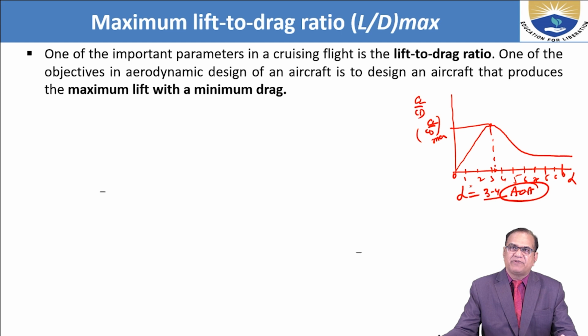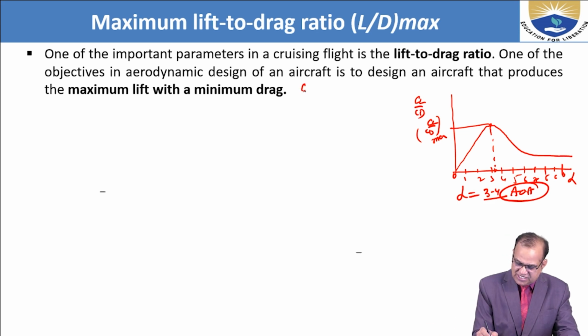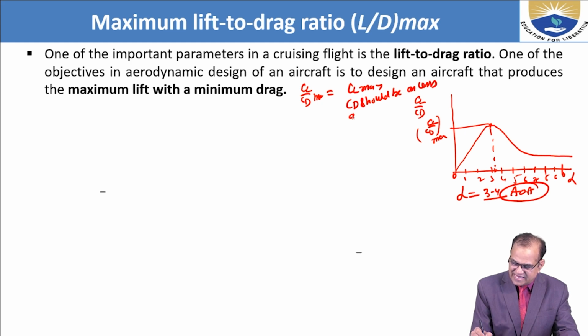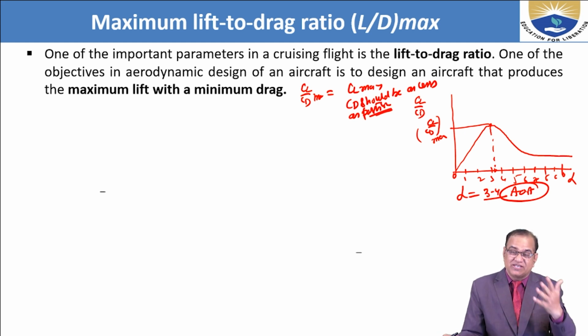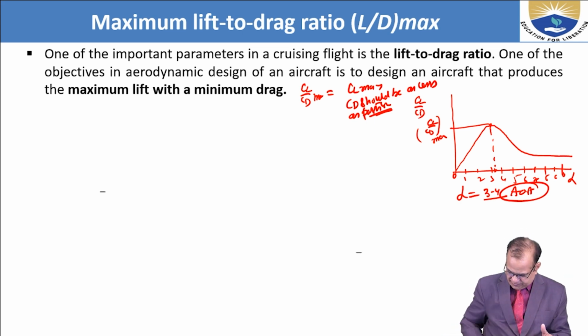One of the important parameters in a cruising flight is the lift to drag ratio, that is the CL by CD ratio. One of the objectives in the aerodynamic design of an aircraft is to design an aircraft that produces the maximum lift with a minimum drag. So CL by CD max: CL should be maximum and CD should be as small as possible. We will see the relation between CL by CD and CL to CD, and in which condition we are going to get the best output.